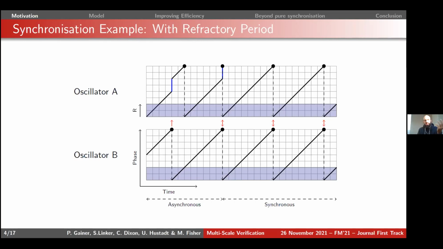But then when oscillator A fires, oscillator B is at that moment still within its refractory period. So you can see that there's nothing happening when oscillator A fires. And then afterwards, with the next firing of oscillator B, they are already synchronous. So actually, refractory periods, if they're of a reasonable size, may help the system to synchronize faster.